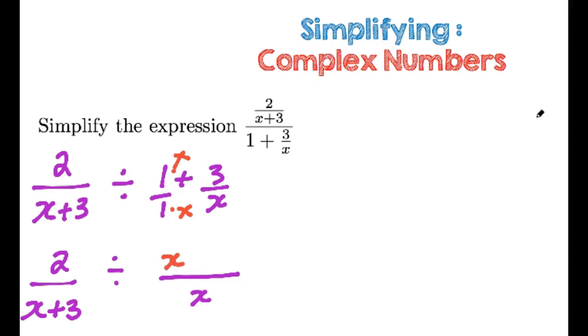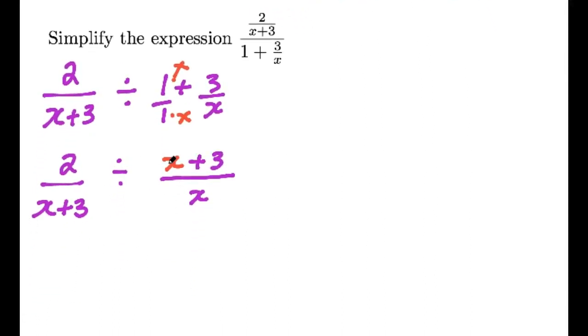The second part of this fraction already has the denominator, so it's just going to be plus 3 here. I'm not going to do anything else. I now have a single fraction. Okay, so I have 2 divided by x plus 3 divided by x plus 3 over x. So I'm going to go ahead and leave the left side now, 2 over x plus 3.